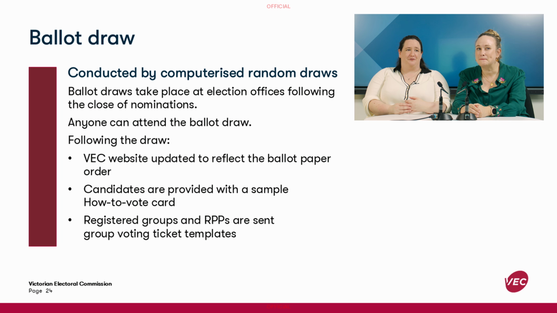The ballot draw for each region election is drawn randomly in up to 3 parts to determine the order of groups above the line, the order of candidates within a group, if a group did not specify the order for their candidates to be listed, followed by the order of ungrouped candidates. The ballot draw is a public event and anyone can attend, including candidates. After the ballot draw, the VEC website will be updated to show the candidate names in ballot paper order.